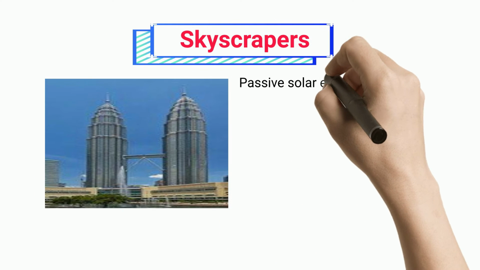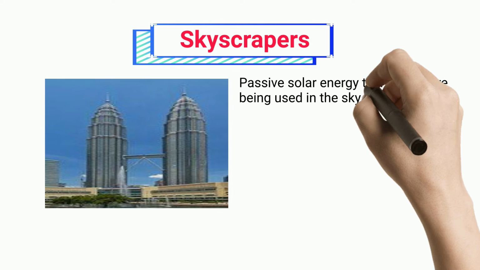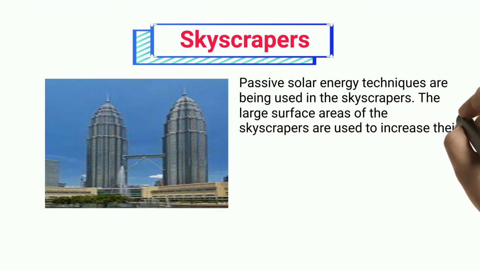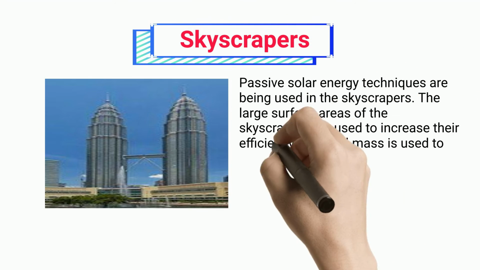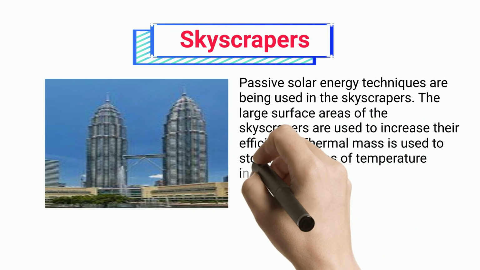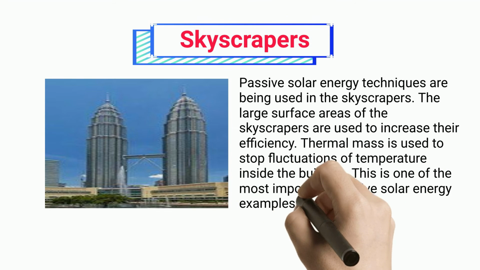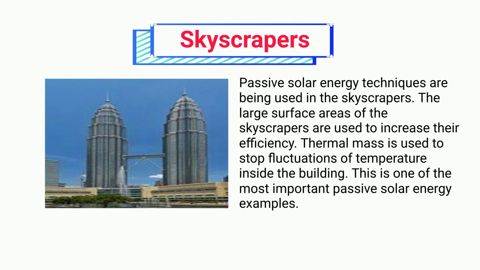Skyscrapers. Passive solar energy techniques are being used in the skyscrapers. The large surface areas of the skyscrapers are used to increase their efficiency. Thermal mass is used to stop fluctuations of temperature inside the building. This is one of the most important passive solar energy examples.